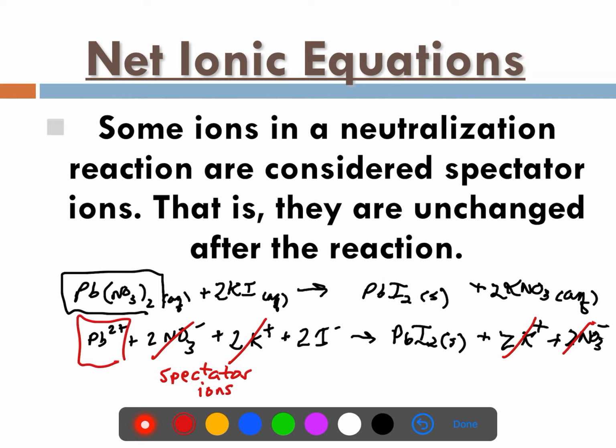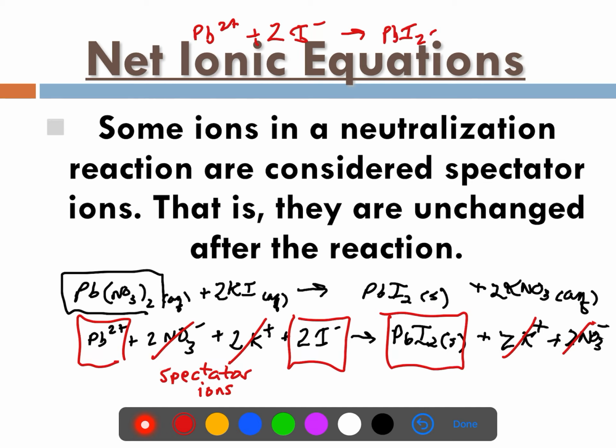They didn't change. What changed was the lead 2 plus ions and the iodide ions, and they became that yellow solid, lead iodide. So if we're really writing what happened, we should write lead 2 plus, 2 moles of iodide, produces lead iodide solid. And what this says is 2 things.